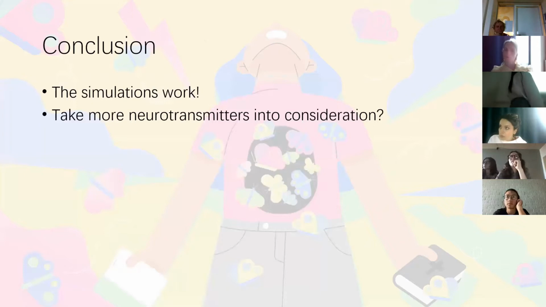My conclusion is, I'm very happy that my simulations work as I expected. Indeed, serotonin is not the only neurotransmitter that influences your sensitivity. For example, dopamine might also influence this process. But because the research on dopamine has not reached a consensus on how dopamine influences the process, here I only take serotonin into consideration.